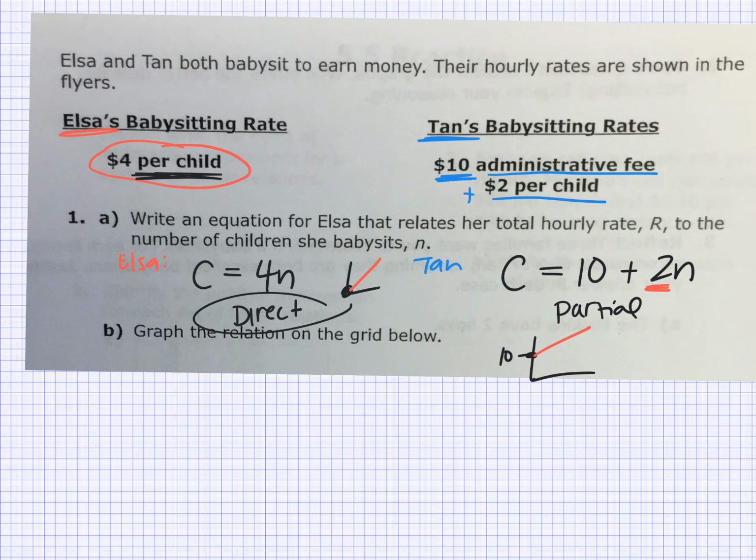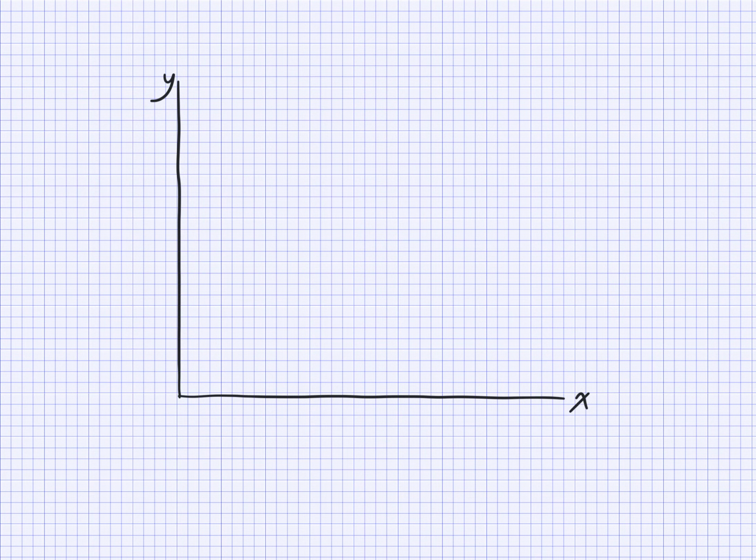What you're going to do right now is graph them separately. First things first, you have to figure out how to set up your graph. Which variable is going to go on the x-axis, the number of children or the cost? Number of children, because that is independent. The cost depends on how many children you have. So we're going to pick a scale. What's a good scale to count by for children? Ones: 1, 2, 3, 4.